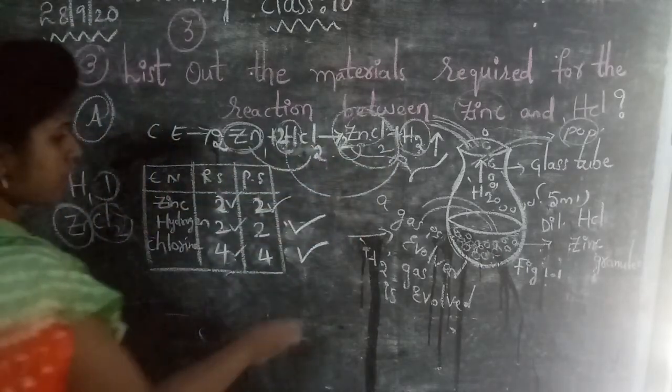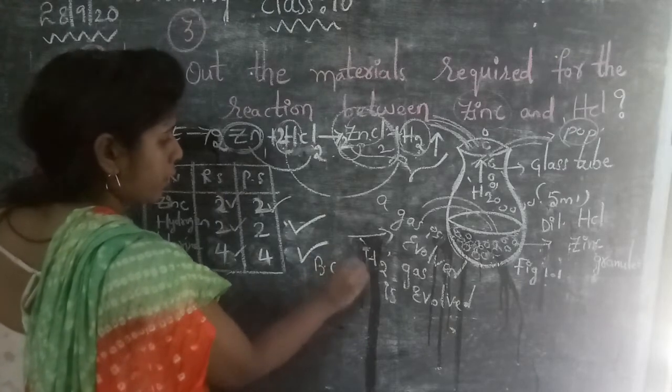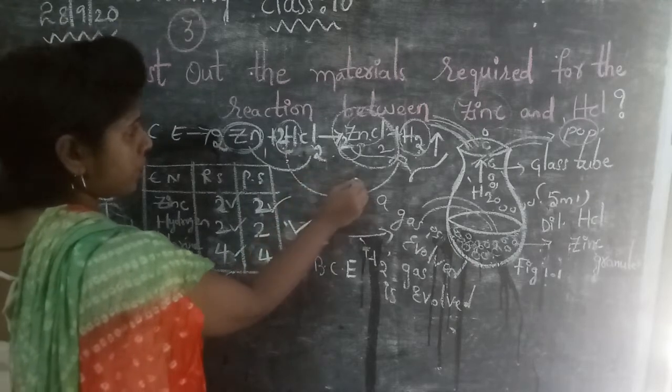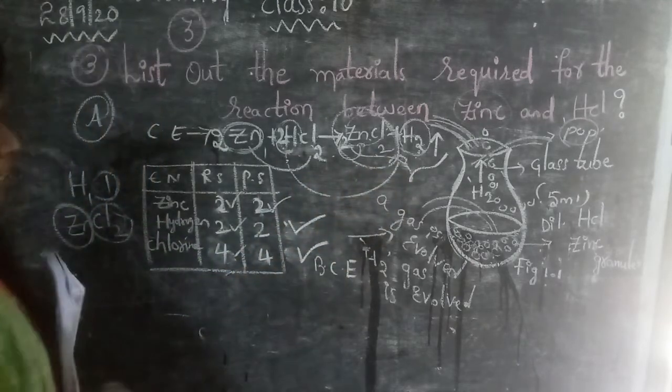When we can say balanced chemical equation, the number of atoms, number of elements which are present in the reactant side should always be equal to the number of elements present in the product side.